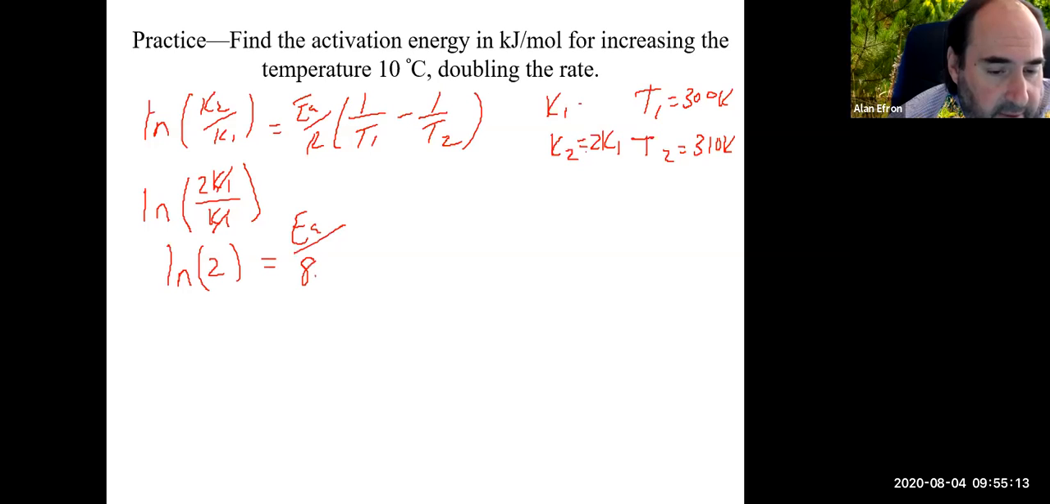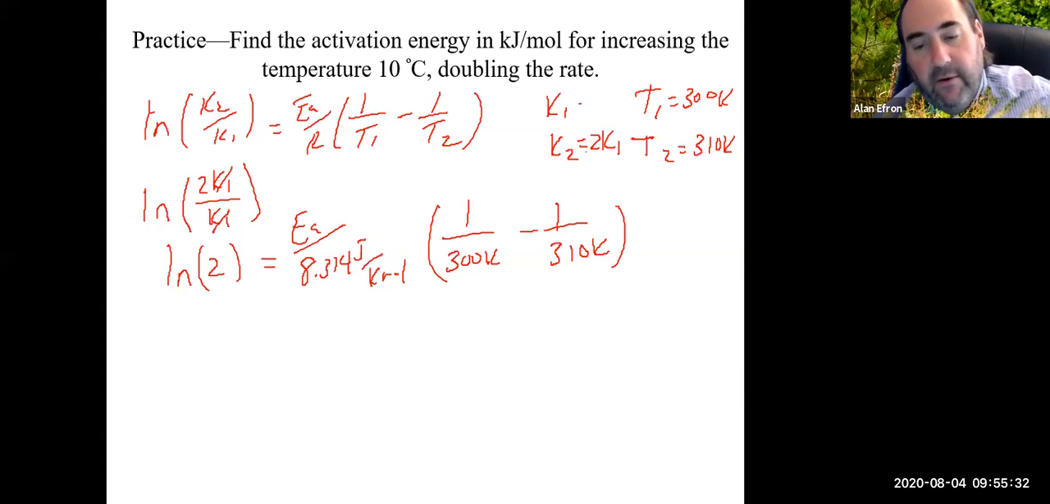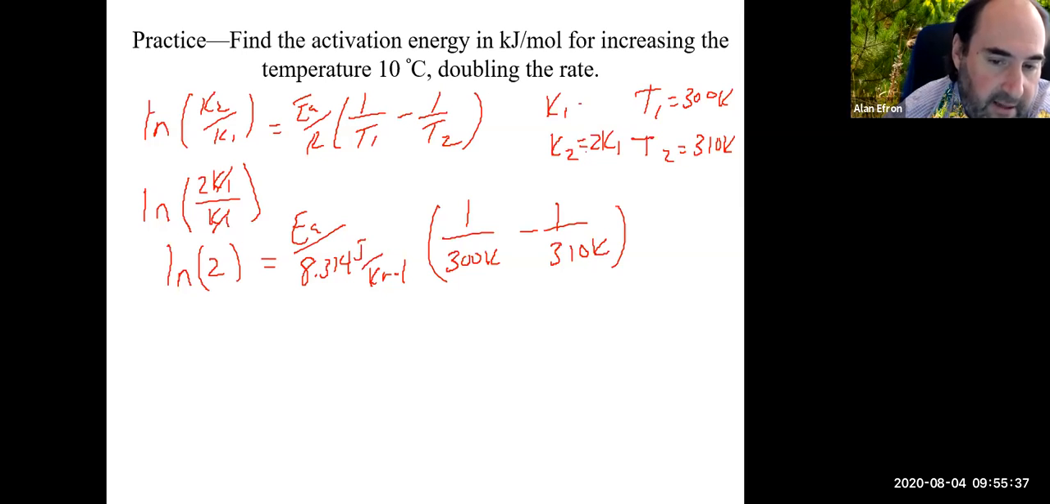Our Ea is 8.314 joules per Kelvin per mole times 1 over our temperature that they chose, 300 Kelvin, minus 1 over 310 Kelvin. You could technically have chosen any 10 degrees Celsius difference around roughly room temperature, and it would come out about the same. The natural log of 2 times 8.314 is going to give us something like 5.7628 equals Ea.